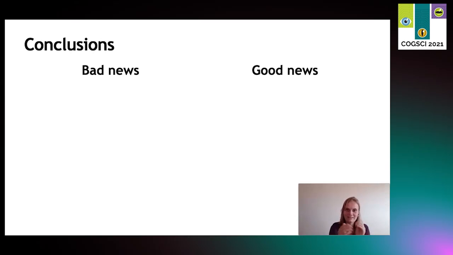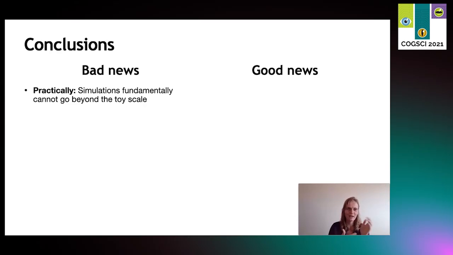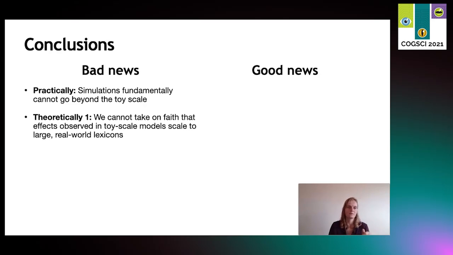Well, we have some bad news and some good news. Bad news is that we now know that these simulations run with this specific class of models fundamentally cannot go beyond the toy scale. Theoretically, it means that we cannot take it on faith that the effects, so the patterns of results that we observed in these toy scale models, would scale up if we use more real ecological scale real-world lexicons.